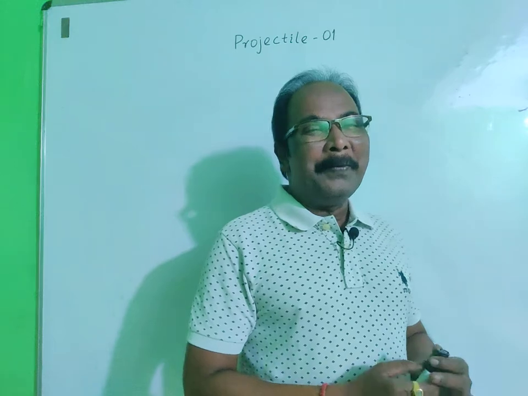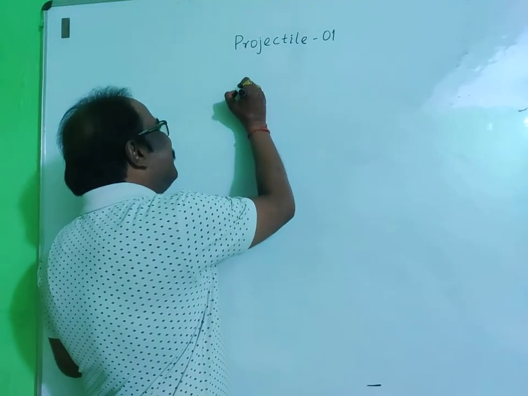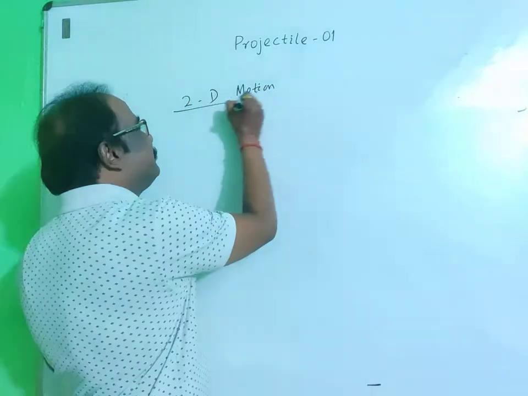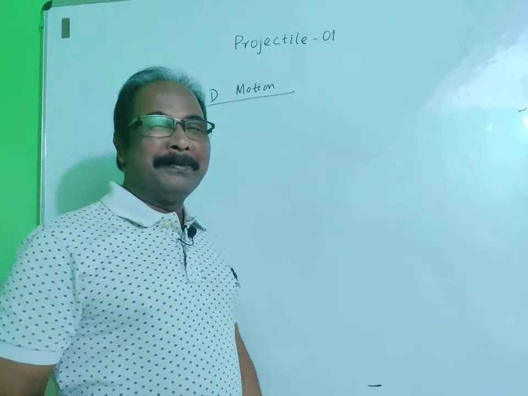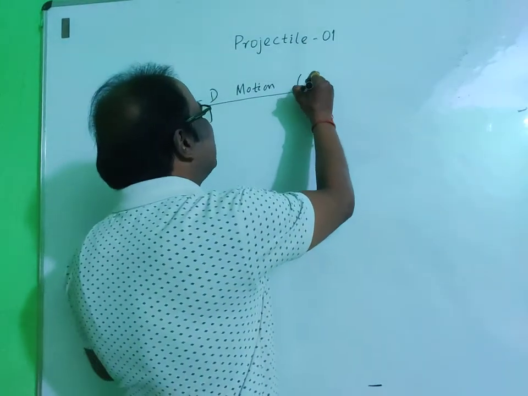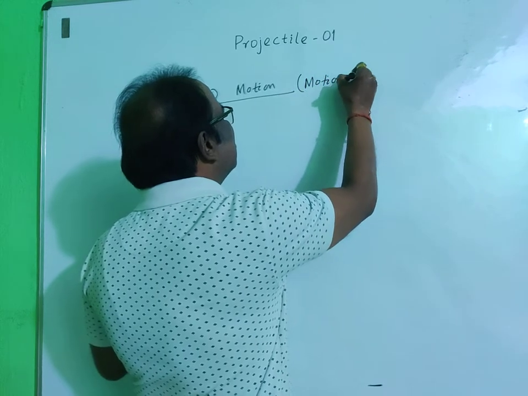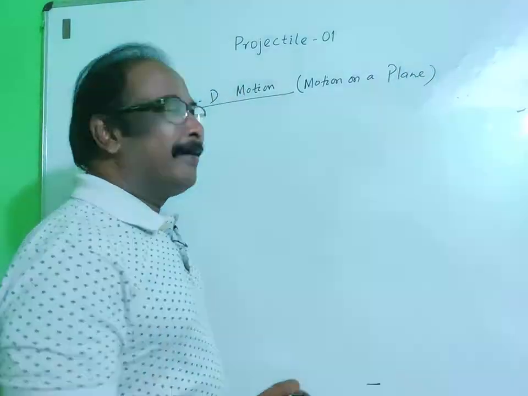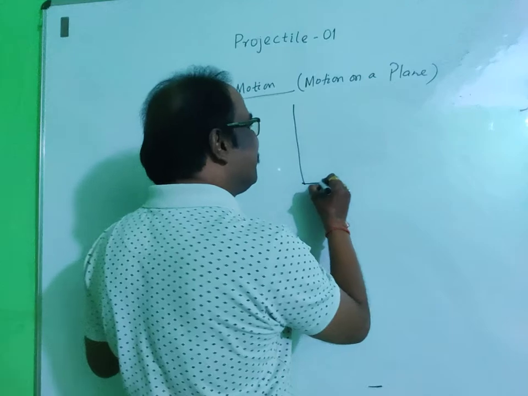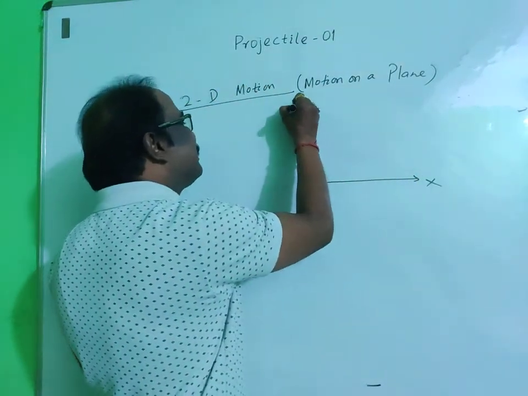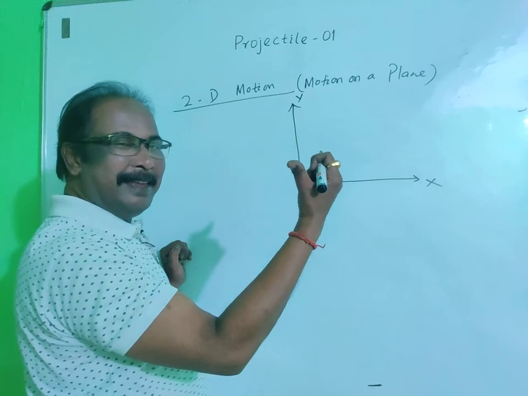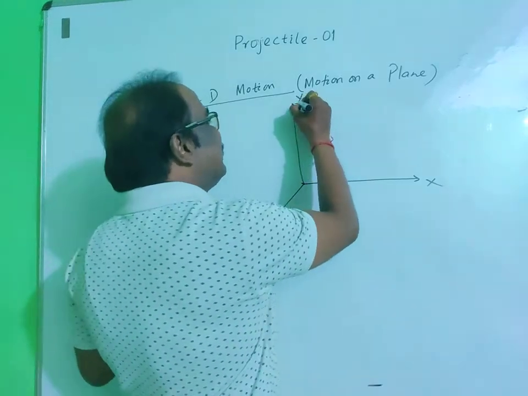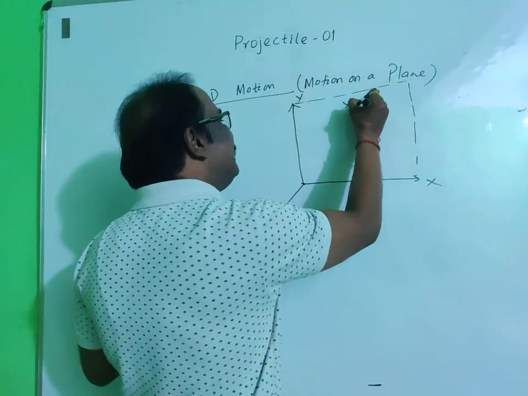Now we are going to start two-dimensional motion. Two-dimensional motion means motion on a plane. Suppose we are taking a Cartesian coordinate system. This is the x-axis, this is the y-axis, and this is the z-axis. So, this is the xy plane.